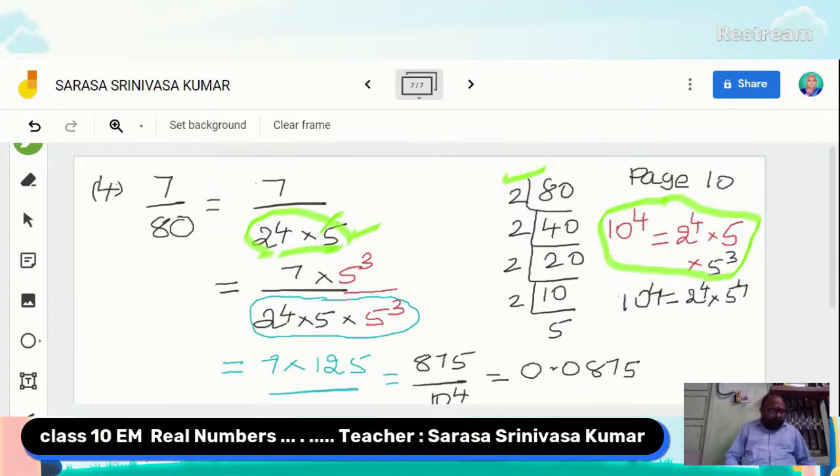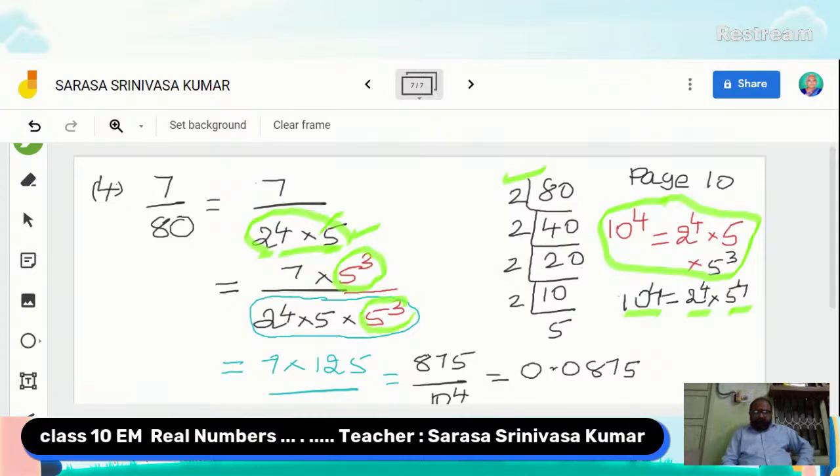Why should I multiply by 5 power 3 only? Because in the denominator we have already 2 power 4 multiplied by 5. So I want to get 5 power 4. If I want to get 5 power 4, 5 must be multiplied by 5 power 3. So this is the reason I multiplied the denominator and numerator by 5 power 3.